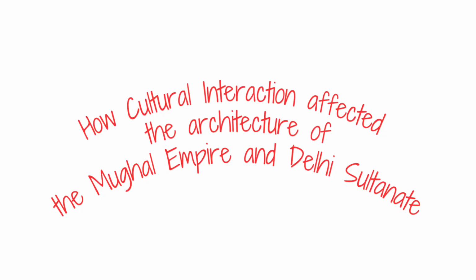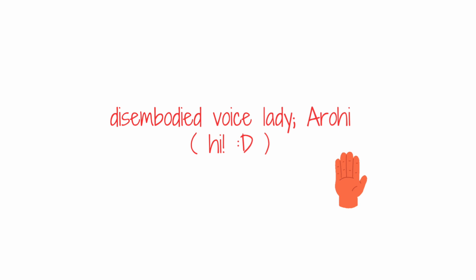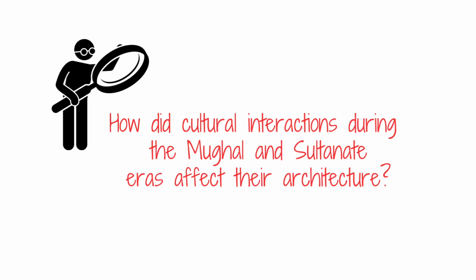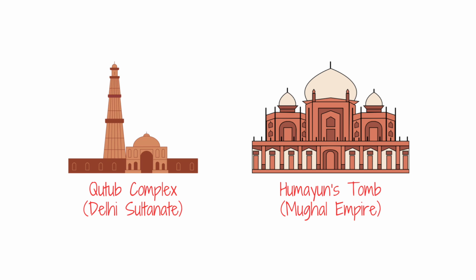The architecture of the Mughal and Delhi Sultanate empires was affected a whole lot by their origins, and quite obviously, the places where they were situated. I'm your disembodied voice lady, Arohi, and today we'll be looking at how cultural interactions during the Mughal and Sultanate eras affected their architecture, looking specifically at the Qutub complex and Humayun's tomb.